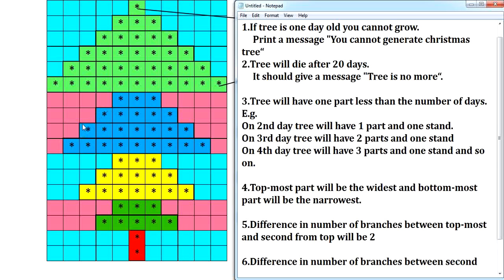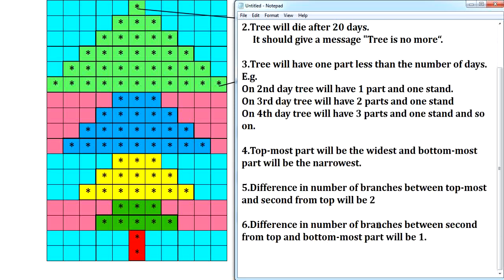So what is the difference between part 1 and part 2? It is 2. This is what they have given. The difference between the topmost, your part 1, and your part 2 will be 2. It is for any tree generation, not only the given day 5. For any given day, your topmost part and the part next to it will have a difference of 2 branches. The difference in the number of branches between the second from top and the bottommost part will be 1.